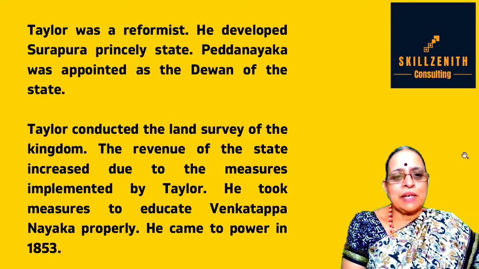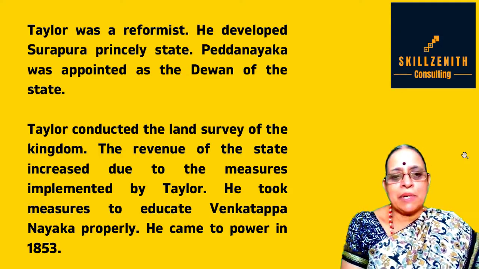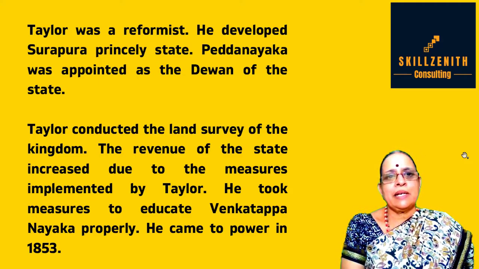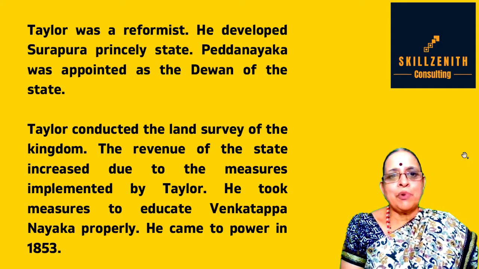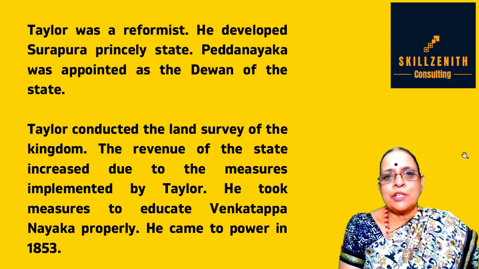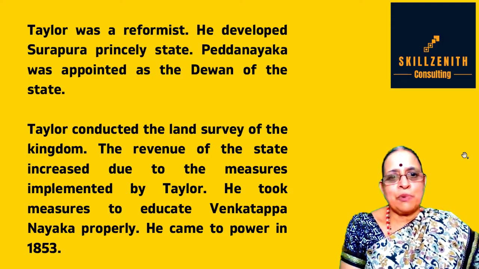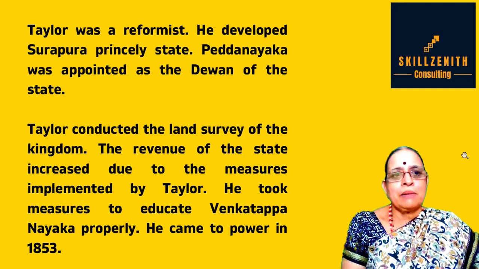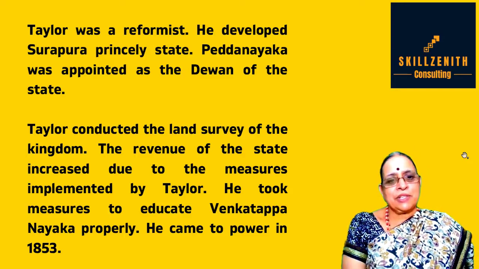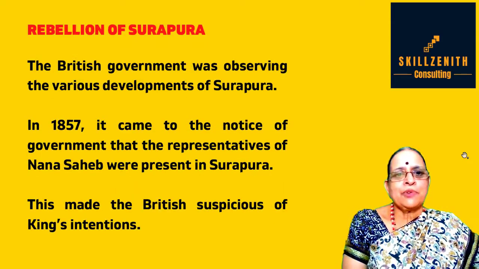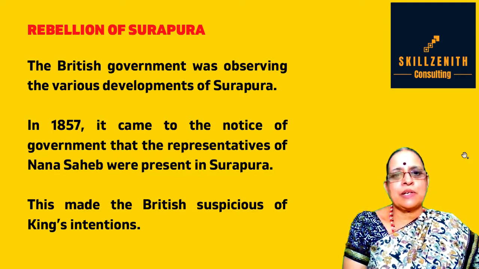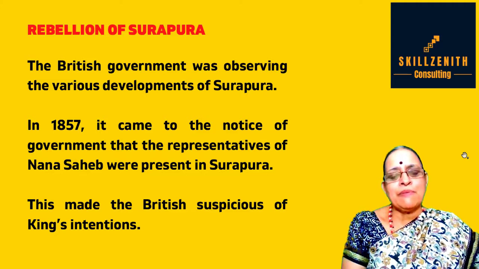He came to power in 1853. Venkatappa again sat on the throne of Surapura in the year 1853. So Taylor was a reformist. He introduced many good steps and he improved the political situation and administration of Surapura entirely. So now Surapura began to give good income for the state. Now, the rebellion of Surapura. How the rebellion started at Surapura. The British government was observing the various developments of Surapura.